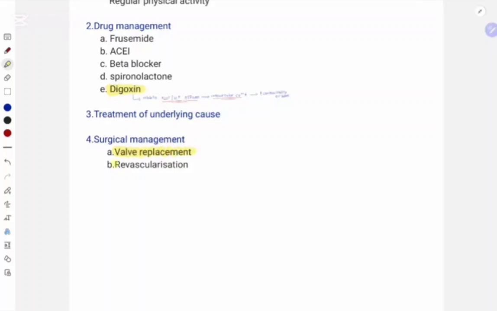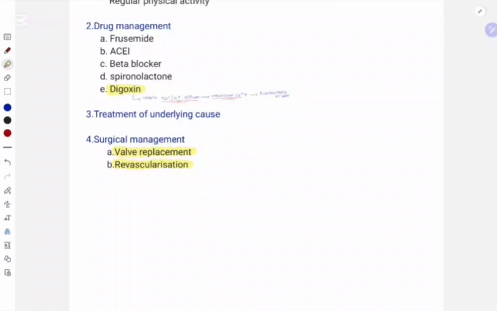And next of all, we will move to the treatment of underlying causes, like if the patient has coronary artery disease or hypertension, chronic lung diseases, myocarditis, we have to treat the underlying causes. Next, we will talk about the surgical management. In the surgical management, there are two: valve replacement and revascularization. If the patient has valvular stenosis or regurgitation which leads to heart failure, we have to do the valve replacement.